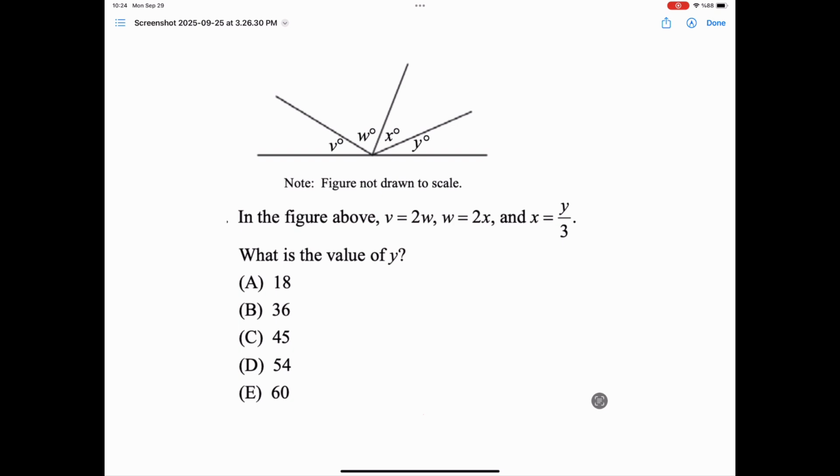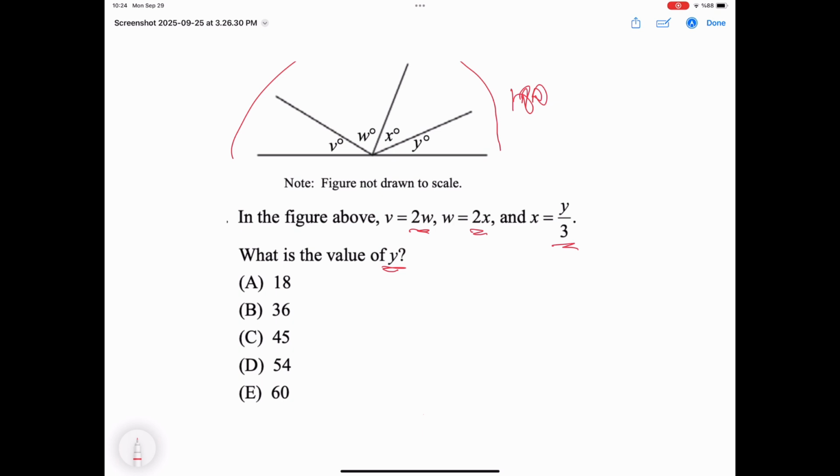Next, again a straight line. So this whole area should be 180. So what do we have? V is 2w, okay. W is 2x, and x is y over 3. What is the value of y?